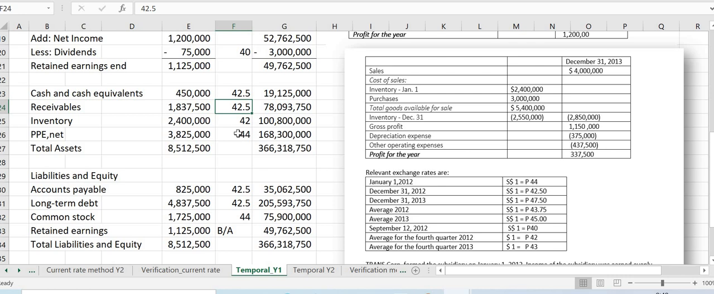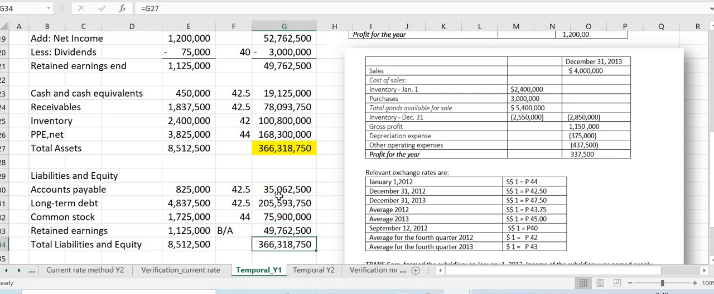So you have 44 as the exchange rate then. So you have property, plant, and equipment remeasured in Philippine peso of 168,300,000. So your total assets remeasured in Philippine peso is 366,318,750. Okay?